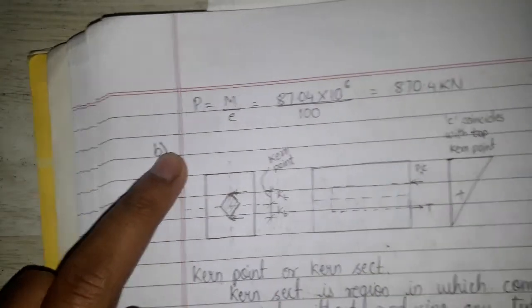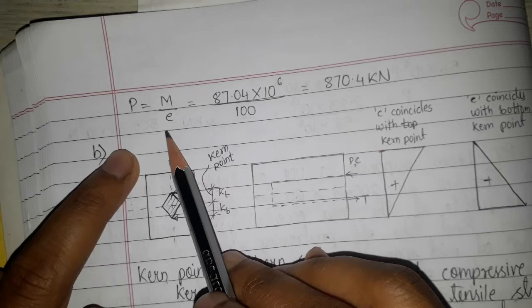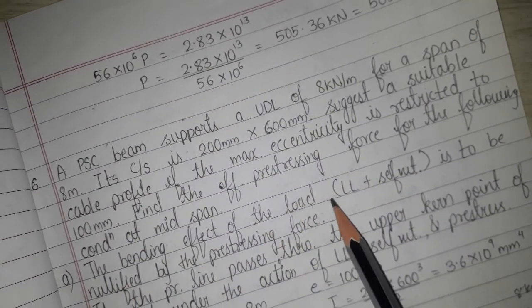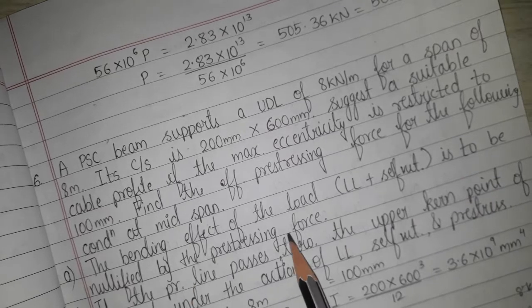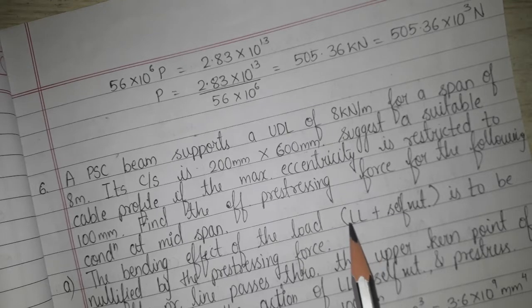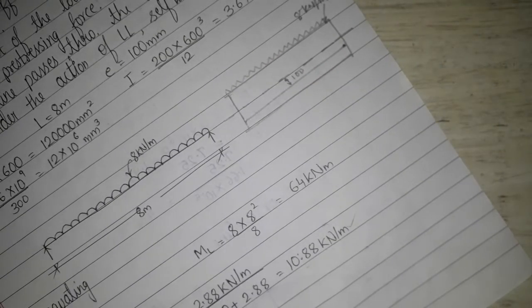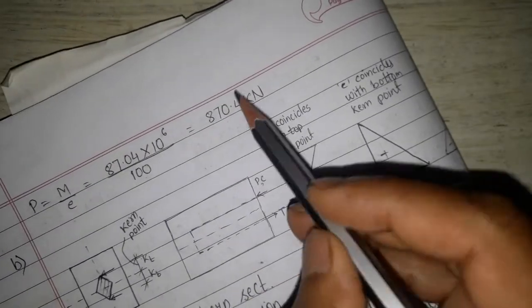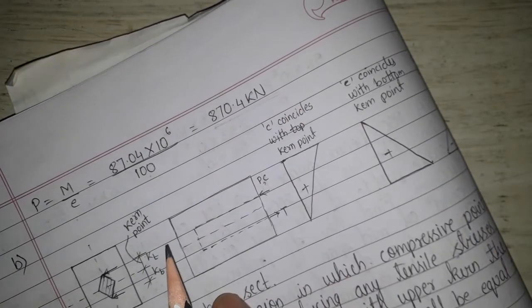Okay, now after that what you have to do? Next is, P is equal to M by E. So M you have calculated, divided by E, so we got P. So the first case, what they asked to calculate: the bending effect of the load, that is live load plus self-weight, is to be nullified by the pressurizing force. Means the quantity of pressurizing force required to nullify the bending effect due to live load and self-weight. We have calculated the bending moment here. Then with respect to that bending moment, we have got this much pressurizing force required to nullify the bending effect.